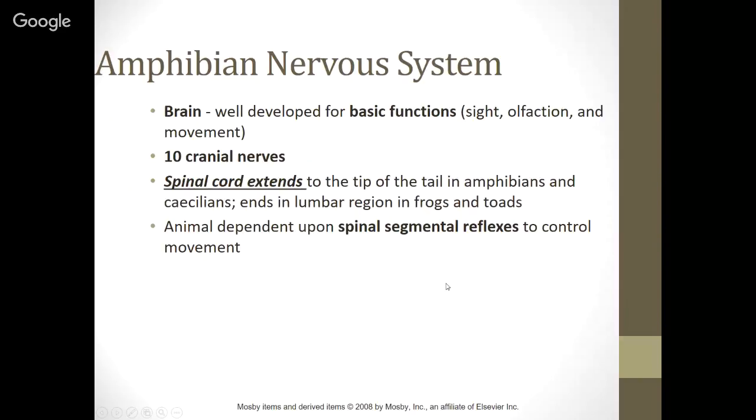In amphibians, their brain is well developed for basic functions, so sight, olfaction, and movement. They only have 10 cranial nerves, and their spinal cord extends to the very tip of the tail in salamanders and caecilians, but ends in the lumbar region for frogs and toads. The animal is dependent on the spinal segmental reflexes to control movement.